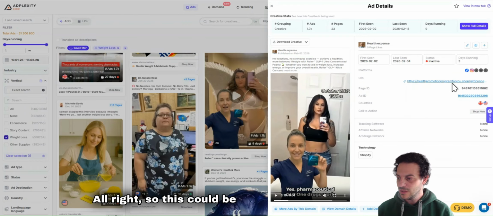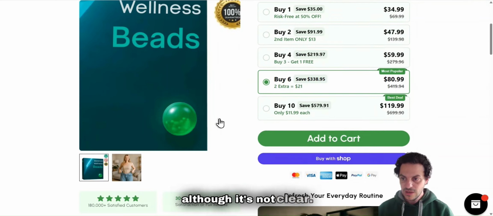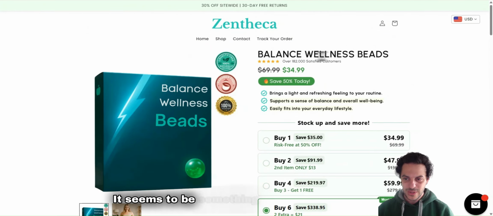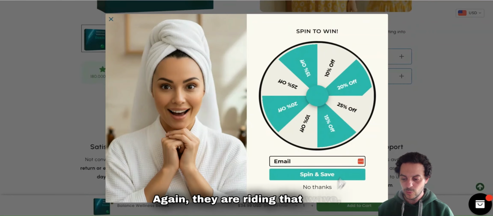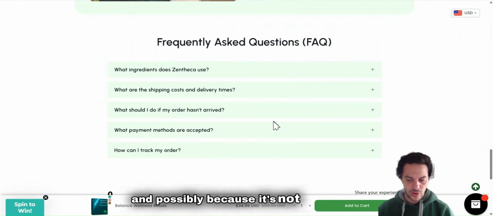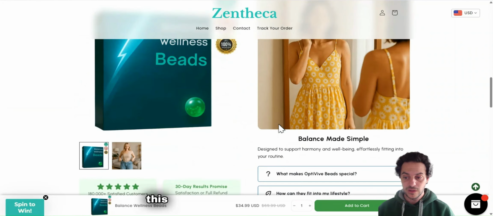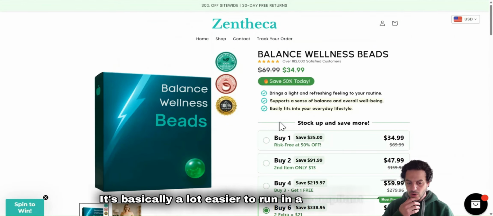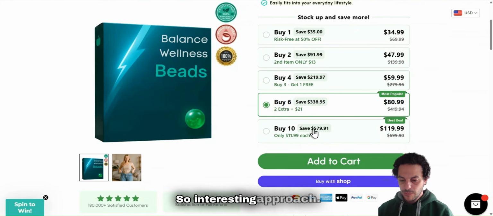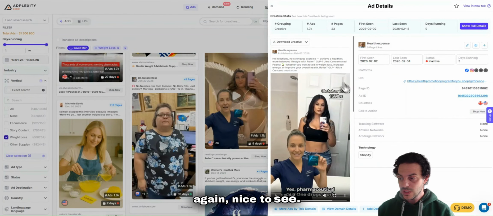All right, so this could be something related to GLP-1, although it's not clear. It seems to be something that supports GLP-1, which is very interesting. Again, they're riding that wave, and possibly because it's not the GLP-1, which needs to be a prescription drug, this is something that is basically a lot easier to run in a compliant way. So interesting approach. There you go. And that's again nice to see. Another one, this was running 1.7 thousand ads.